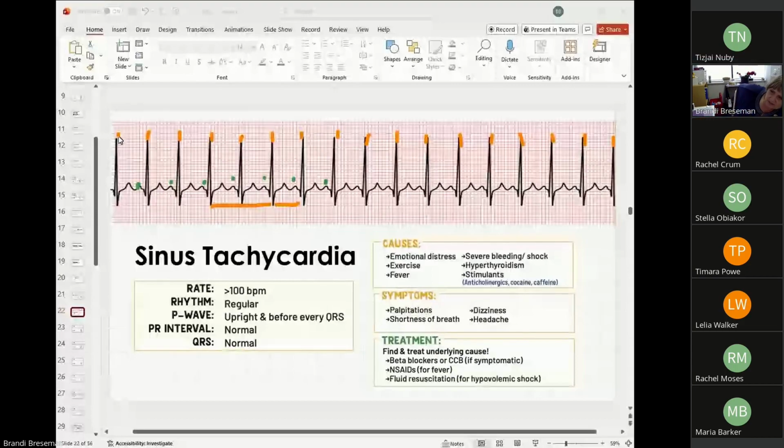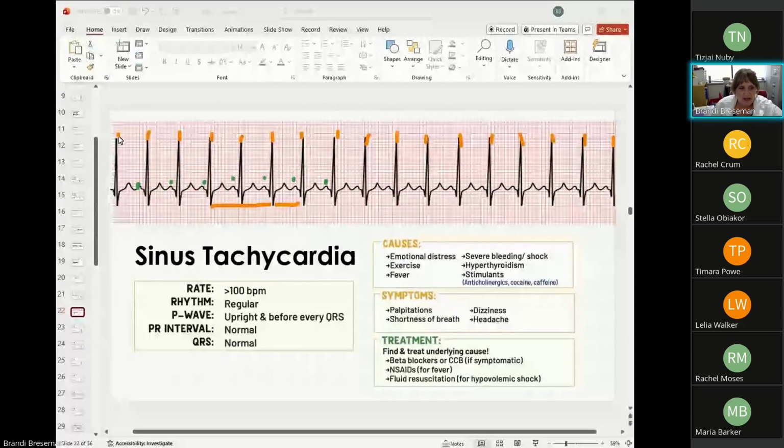Emotional distress. You're excited. You have a nursing exam. You have your first math exam, whatever. So anxiety and stress can cause our heart rate to go up. Now, we're not going to treat that per se, because the truth is your heart rate's going to probably go back down as soon as you're done taking your test. Okay. Those type of things are like normal responses.